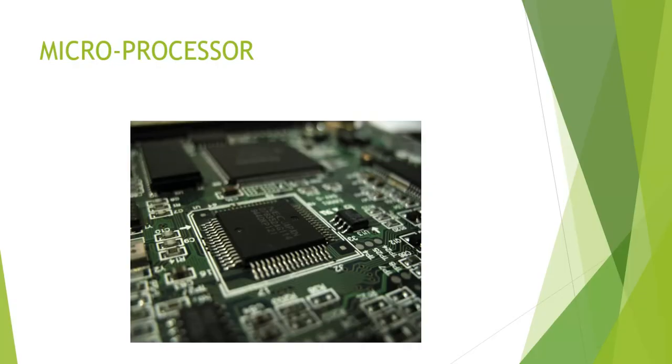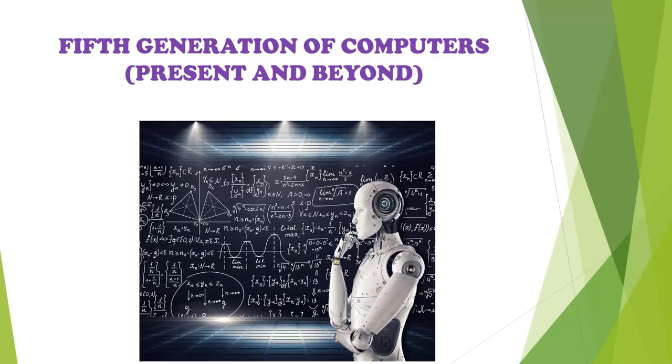And then after the microprocessors, you come to the fifth generation of computers, that is the present, and you can look beyond the present to the future. At this time AI, artificial intelligence, has been introduced, and the fifth generation of computers is referred to as supercomputers. The supercomputers have very high storage capacities, high speed, and highly sophisticated operations. And here in the fifth generation comes artificial intelligence, that is the AI.